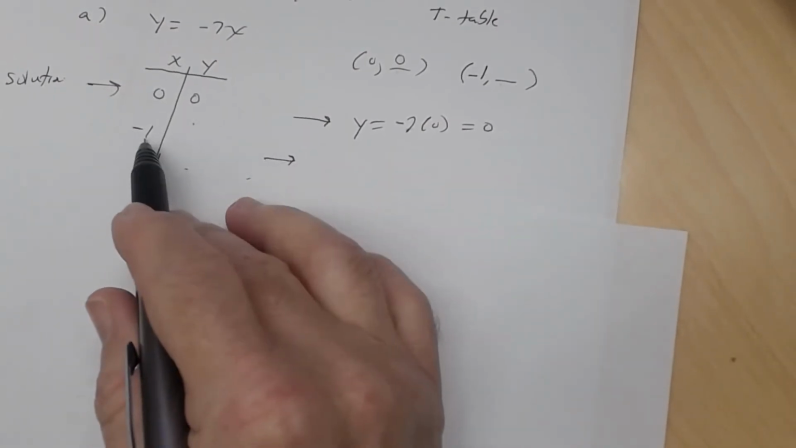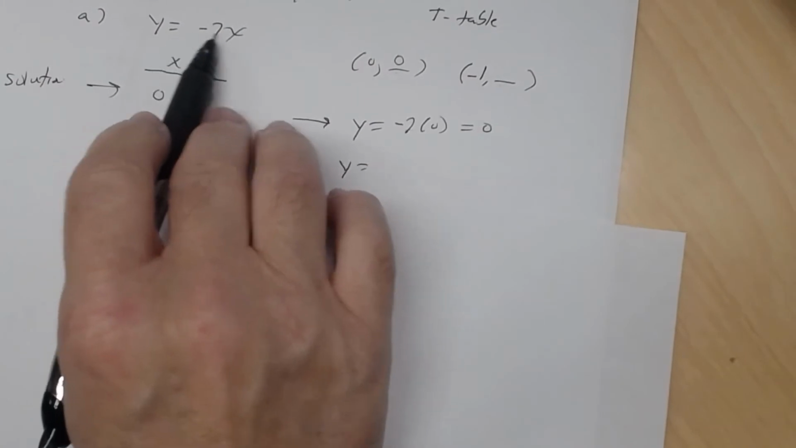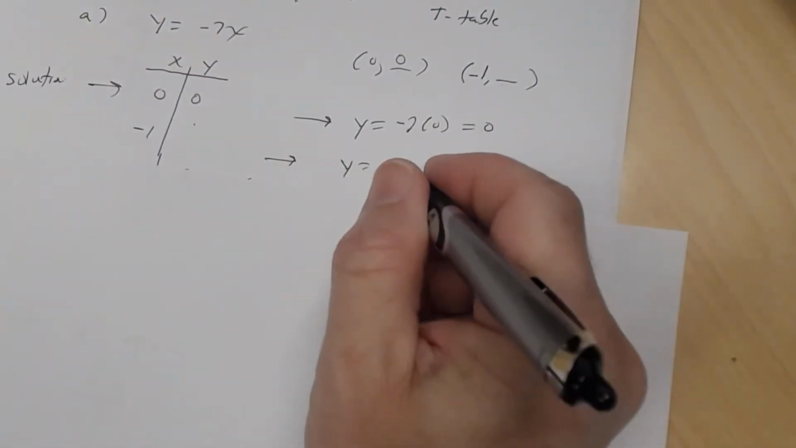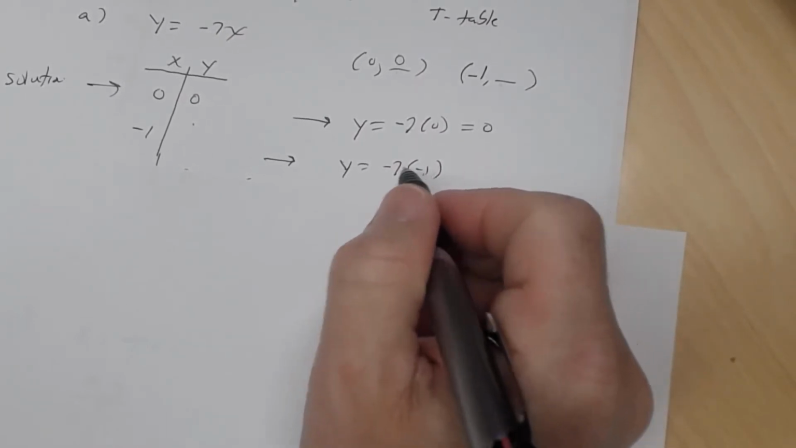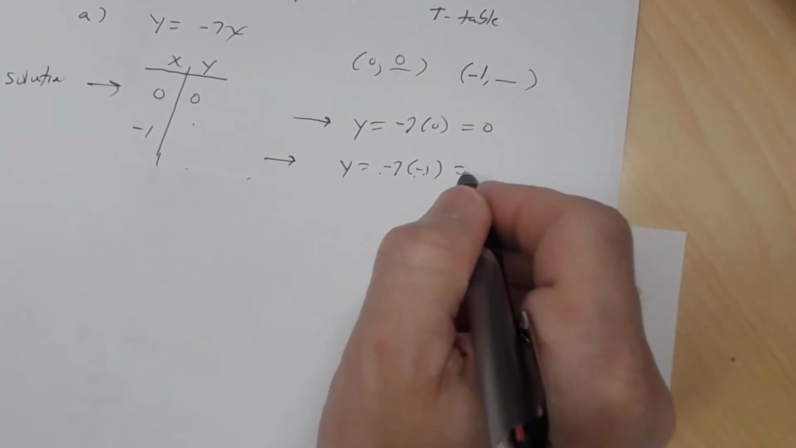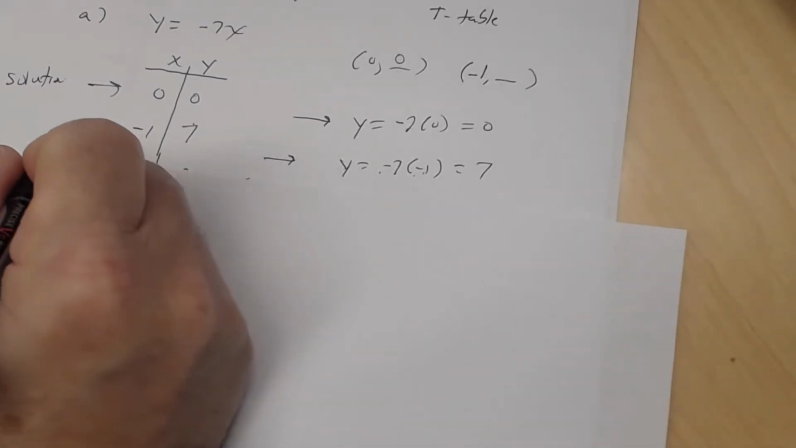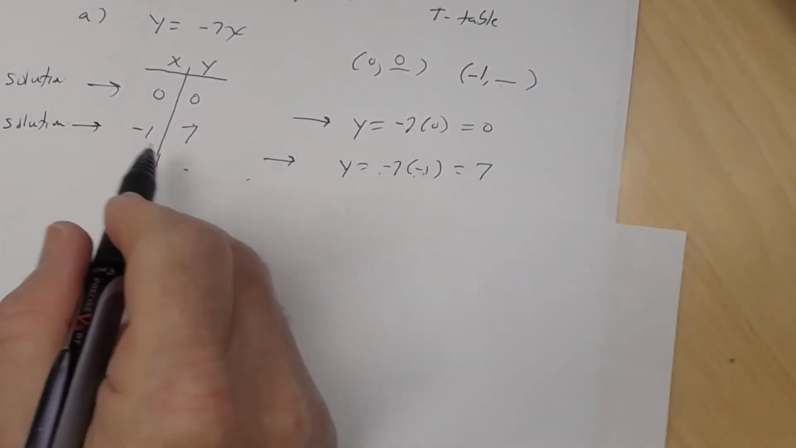Okay, so this time you're told that x is negative 1, so I get y equals, where we see the variable x, you plug in negative 1, so I get y equals negative 7 times negative 1. Negative 7 times negative 1. And then remember, a negative times a negative is a positive, so a negative 7 times a negative 1 is a positive 7. So there's your y coordinate. So now you found another solution. So another solution is (negative 1, 7).